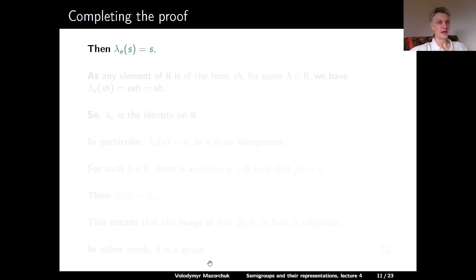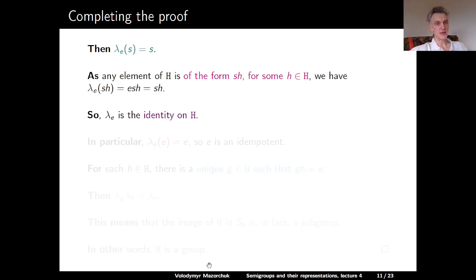Then lambda E applied to S is equal to S, and any element of H can be written as S times H for some element H in H. And so lambda E applied to SH is equal to ESH, and this is equal to SH, because ES is equal to S. And so lambda E is the identity transformation on H. So in particular, lambda E applied to E is equal to E, so E is an idempotent. So we already proved that H contains an idempotent.